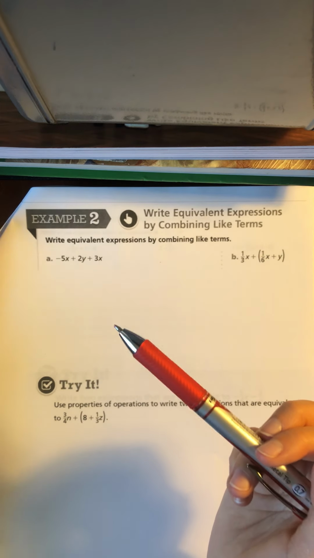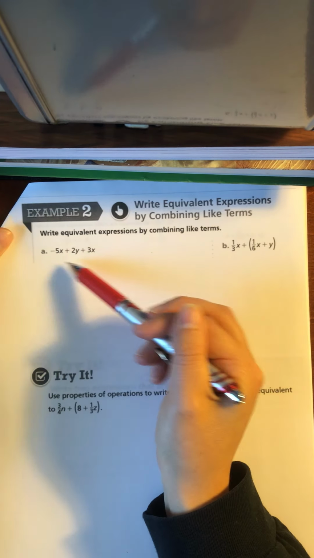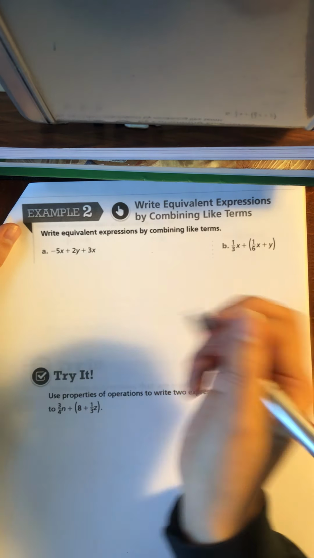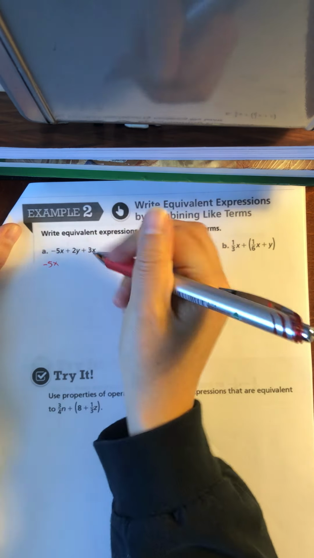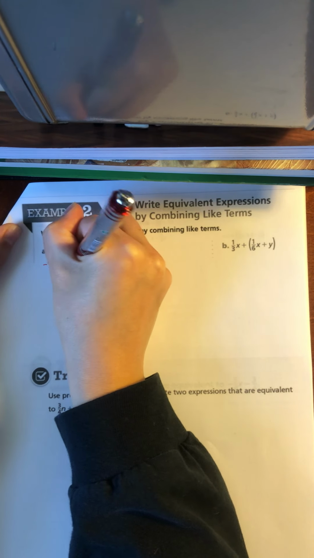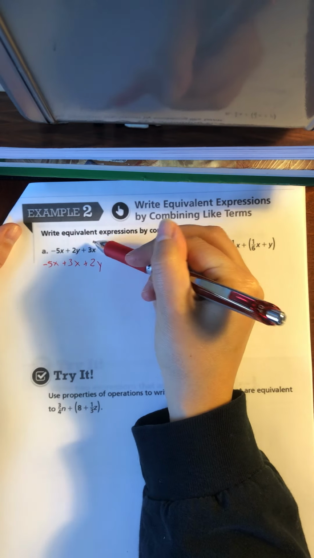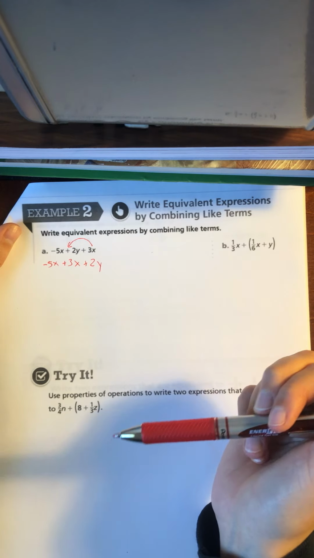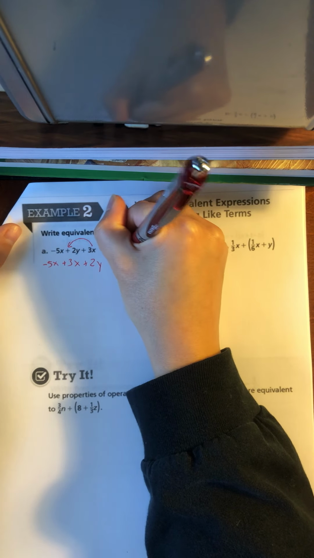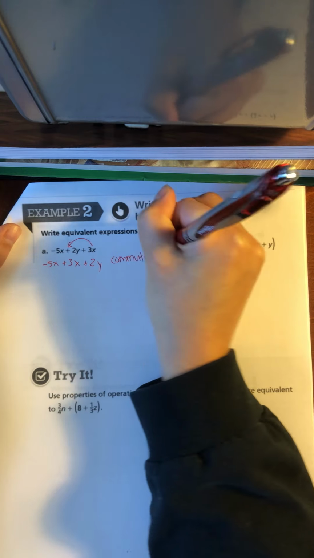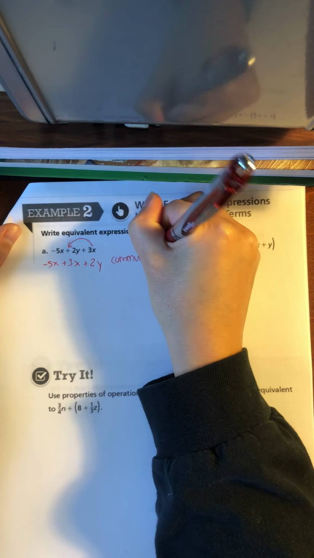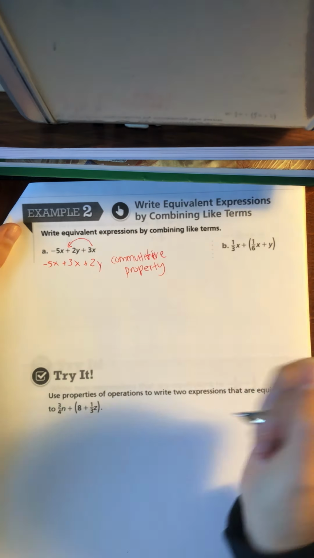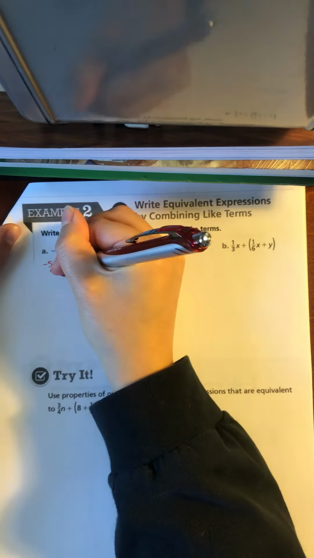So what we're going to do first is use the commutative property and rearrange these to basically make it a little bit easier to read. So negative 5x, and then I'm going to put the positive 3x next to it, and then plus 2y. All I did was take this 3x and move it over here, so now it's next to the negative 5x. It's really not a crucial step, but just to learn the properties, it's important. So, commutative property.